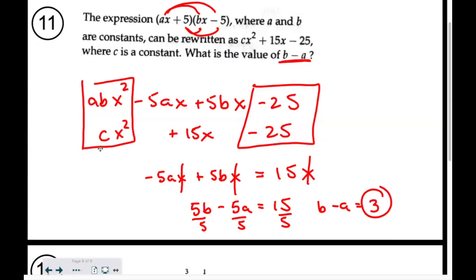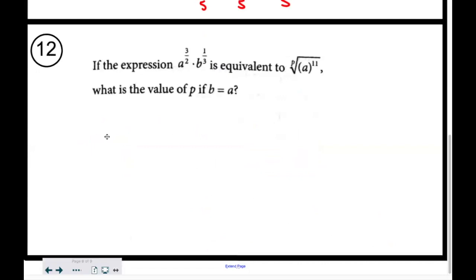Okay, let's move on to the last one. So we've got this expression is equivalent to this, and we want the value of p. So let's not worry about this right now. We'll get it in that form, and then we'll worry about it.